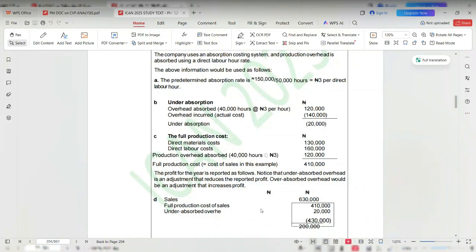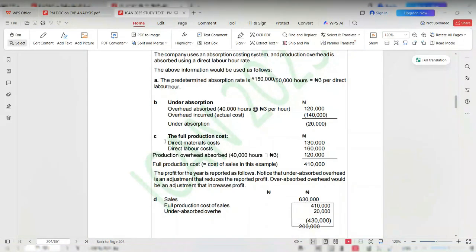You see, now they added that under absorption to the what? To the cost, the food production cost. When we calculated the production cost here, our own production cost happens to be 410 because we have not added the 20,000 naira under absorption. We did not add it. We based it on the budgeted. Then we brought in the under absorption just to show. Assuming someone actually wants to calculate this, we would have just brought the 140 here. If we brought the 140 here, we'll just get our 430.